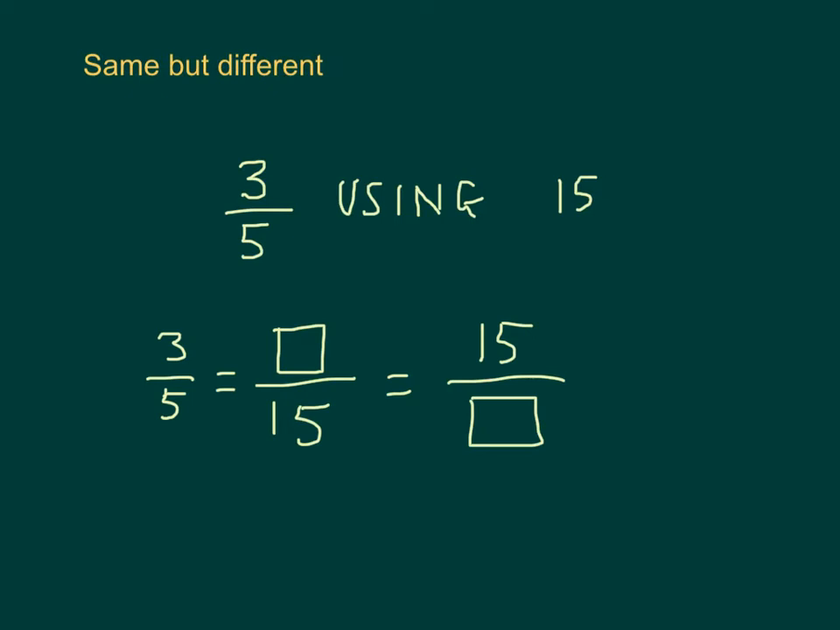Now, I want to see if you can use your understanding of equivalent fractions to work out 2 different fractions that are equivalent, the same as 3/5, using the number 15. You need to work out what the numerator for this fraction must be and what the denominator for this fraction must be, so that both are equivalent to 3/5. Pause the video and have a go.